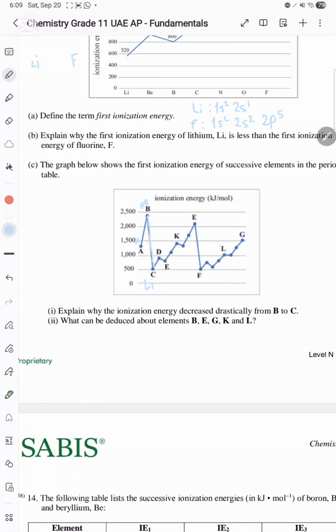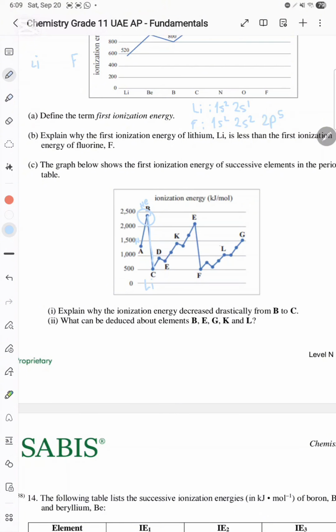Lithium is not a noble gas, so it's going to be easier to take an electron away from, because noble gases don't react with anything, and it's hard to take anything away from them because they have full shells.